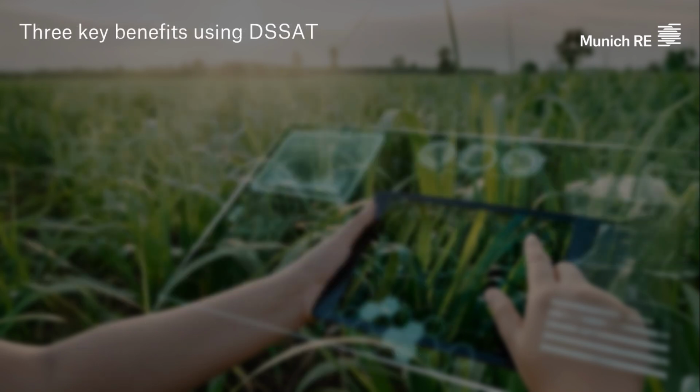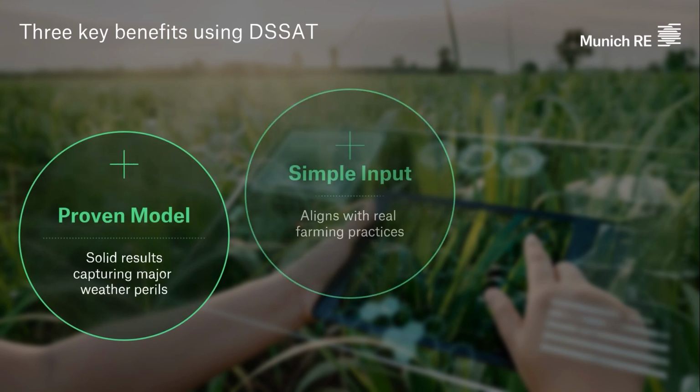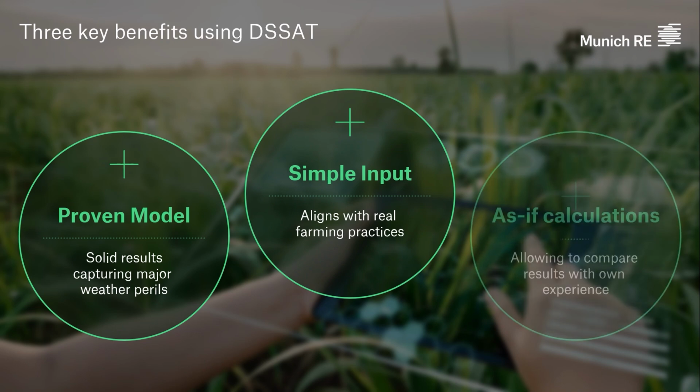In the context of crop yield hedges, consider the three key benefits of DSSAT. It is a sound, proven model with robust results capturing all major weather risks. Although the simulations are complex, the required inputs are simple and reflect real-world farming practice. It supports both in-season calculations and backtesting, letting buyers evaluate the hedge's value using their own historical data.